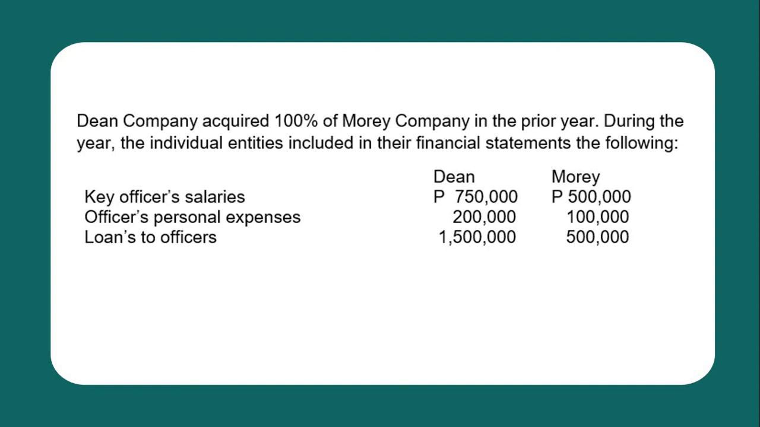And in addition, if there are transactions between those related parties, then there must be additional disclosures, which include the amount of the transactions. Second, the amount of the outstanding balance of each party. And also the terms of the transactions. And then we also have the allowance for doubtful accounts.